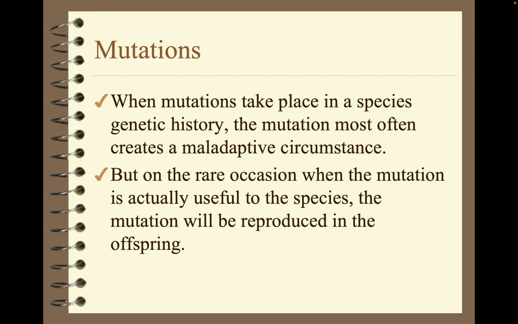When mutations take place in a species' genetic history, the mutation must often create a maladaptive circumstance. But on the rare occasion when the mutation is actually useful to the species, the mutation will be reproduced in the offspring.